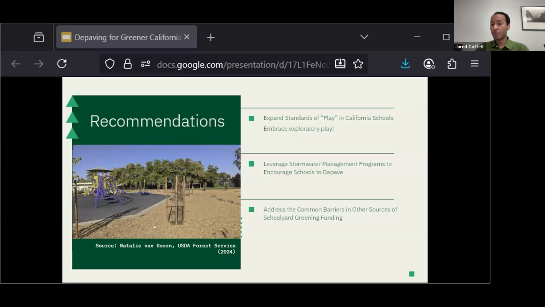The second thing that we want to talk about is leveraging stormwater management programs. This takes on two different ideas. First, schools should take advantage of these programs and the funds that are offered. But also, when it comes to regulations that aren't applied to schools, like those MS4 regulations, we should make sure that schools have to comply with them. Because when you do that, they're encouraged to depave.